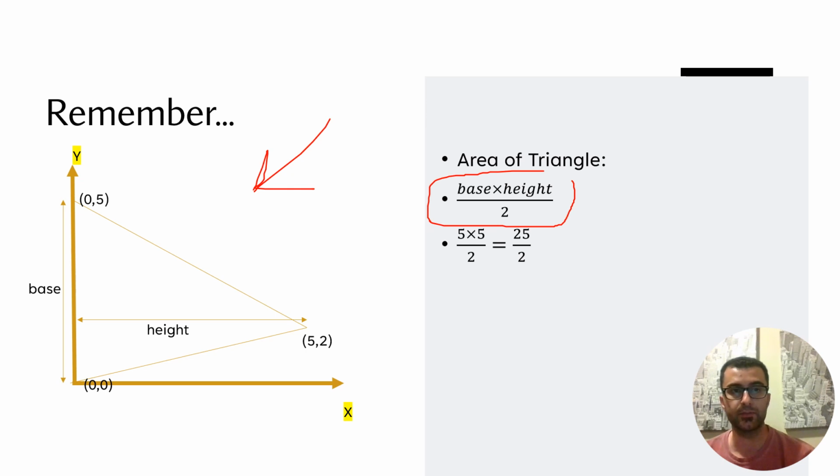So it's easy to measure base because we have this point, it's 0 and 5, so the base is going to be equal to 5, and also height is parallel to x, so the height is also equal to 5. So based on the formula, it's going to be 5 multiplied by 5 divided by 2, or 25/2 is the final answer.